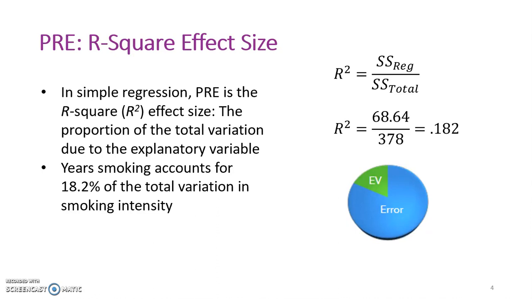And so the R squared, as I said, being calculated in the same way as proportional reduction in error, is 0.182. So the way that we would interpret R squared, or proportional reduction in error in this example, is that the number of years smoking accounts for 18.2% of the total variability or variation in smoking intensity, the outcome.